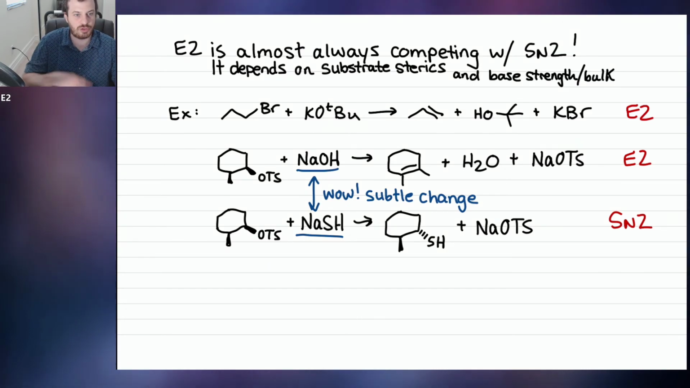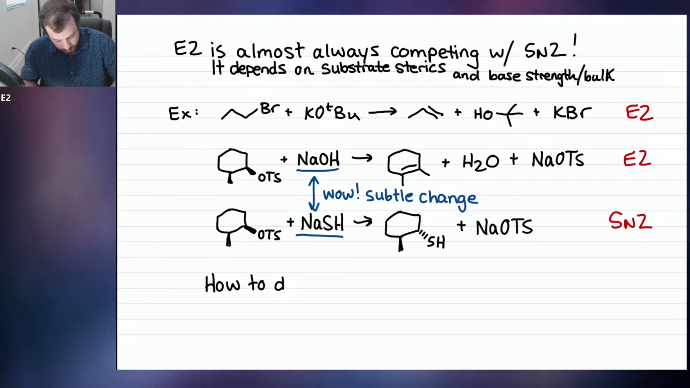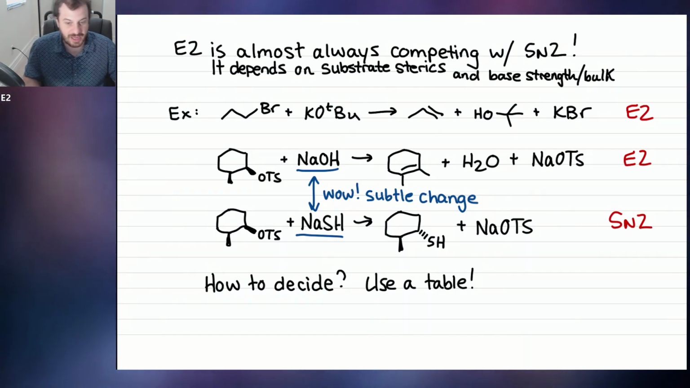I'm going to give you 2 starting materials, and you're not only going to have to tell me what product forms, but you're going to have to decide which reaction occurs. And the conditions for each reaction, SN2 and E2, are extremely similar. So we need a good way to 100% of the time predict which reaction will be preferred. How? Use a table.